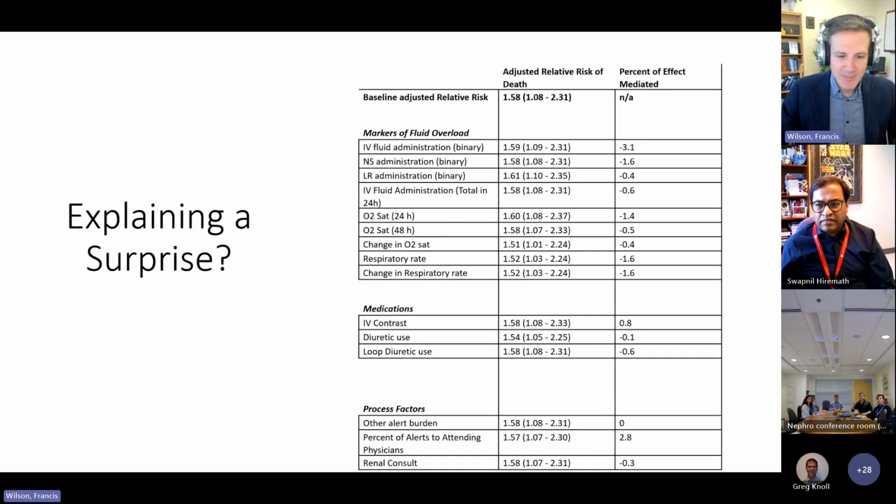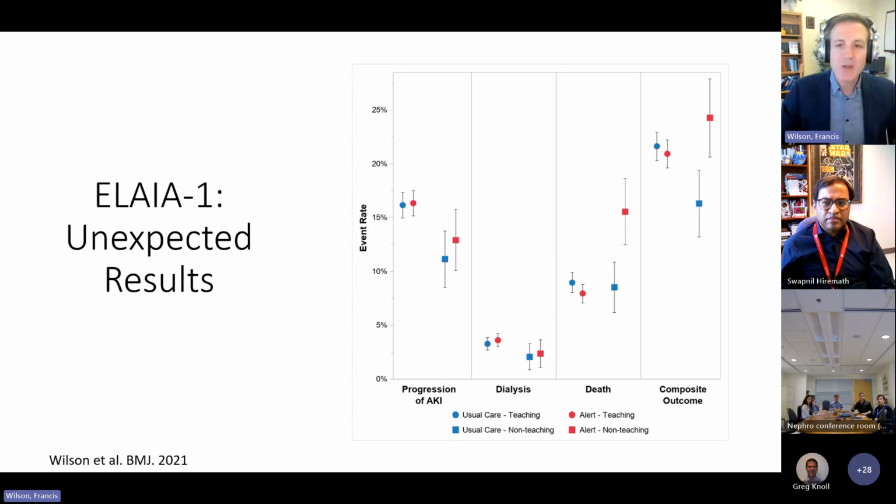Nevertheless, quite the opposite here. Oh, sorry, I thought I highlighted that. But if you look at the composite outcome rates, or all the outcome rates, pretty similar in our teaching hospitals, but in our non-teaching hospitals, a higher rate of actually death in the alert arm compared to the usual care arm. And of course, that translates into a higher rate of the composite outcome. A complete surprise and something very concerning to us, obviously, when we saw this.